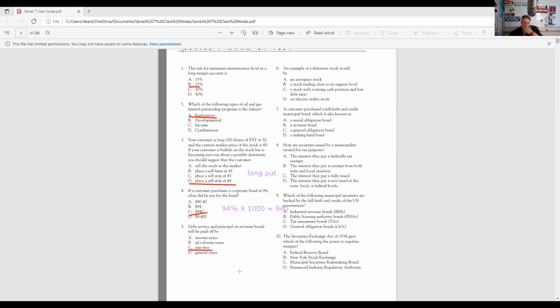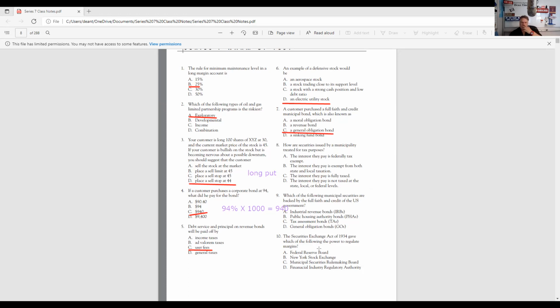State or local. A defensive stock is a stock in a corporation that delivers products and services resilient to the business cycle. In regards to the business cycle, nobody wants to go back to the Stone Age. And so the answer is D as in dog. An aerospace stock is cyclical. You can delay purchasing a new airplane. A customer purchased a full faith and credit municipal bond, and that's called a GO. We said that's a big part of your test, distinguishing between those.